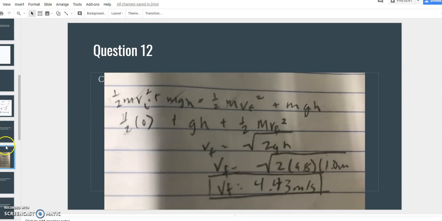Question 12. Use the conservation of mechanical energy to find the speed of the ball at its lowest point. We will need to assume the initial angle from the vertical. This was done using this equation, solving for v final. We get the square root of 2gh, and we just plugged in values from the problem and determined that the speed at the bottom is 4.4 meters per second, 4.43 meters per second.